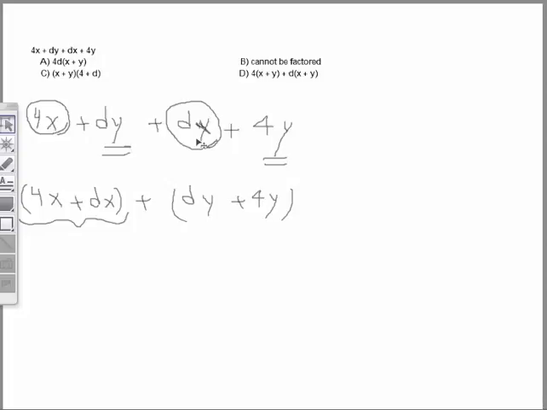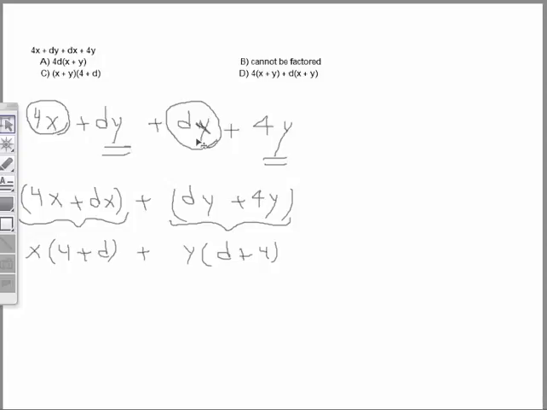No, that's fine. You want to tell me what do you have in common between the first two terms now? 4x and dx. Yeah. What do you have in common? The x. If I factor x out, I get 4 plus d. You see that? What do you have in common from the last two terms? Y. So when you do this and you see the common terms, that would be d plus 4.